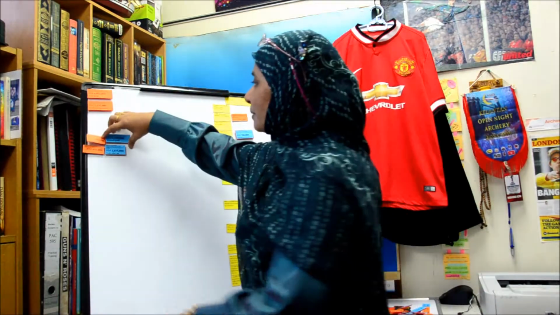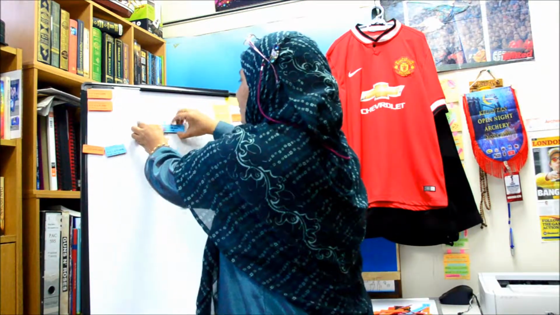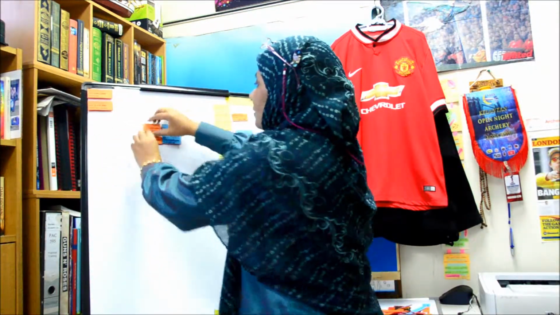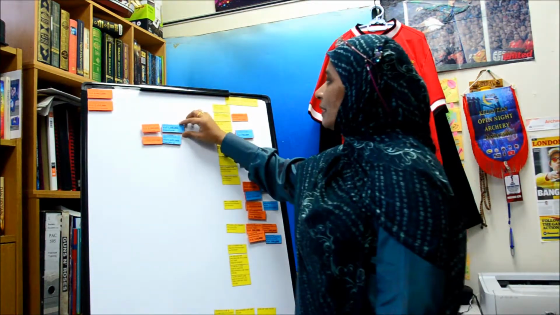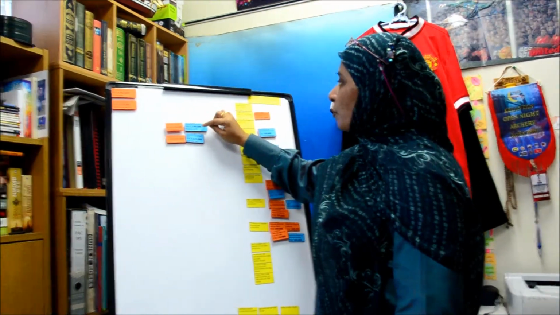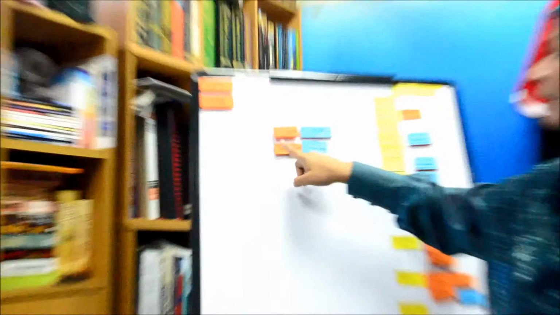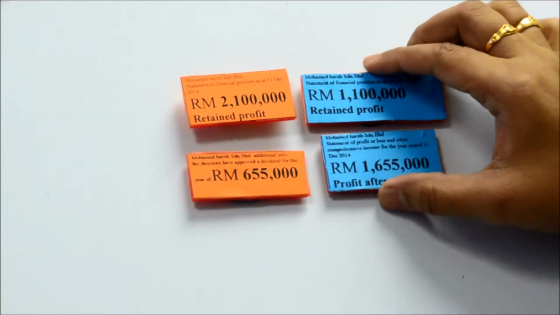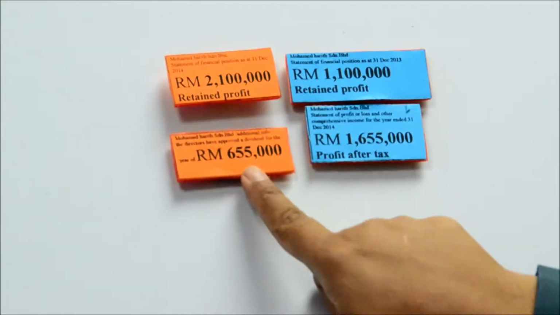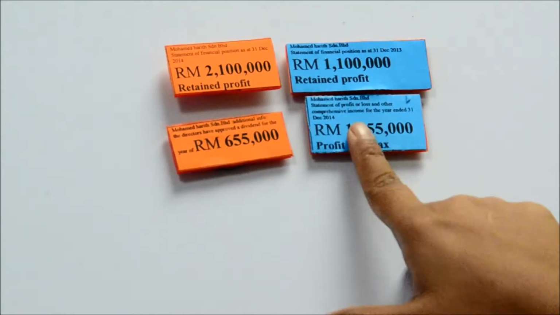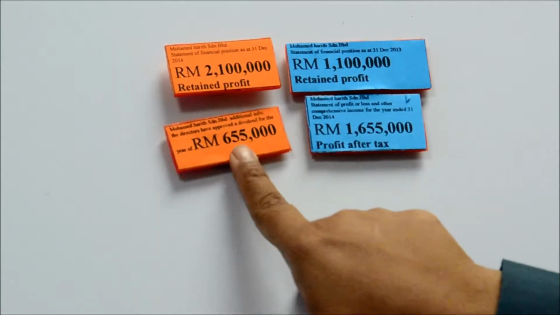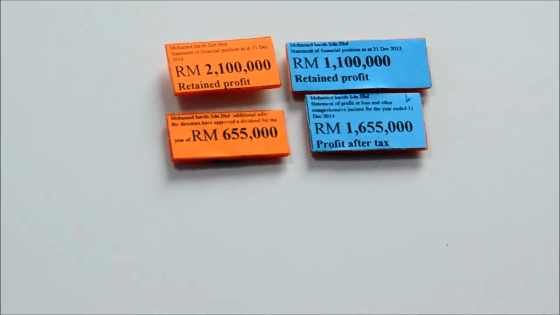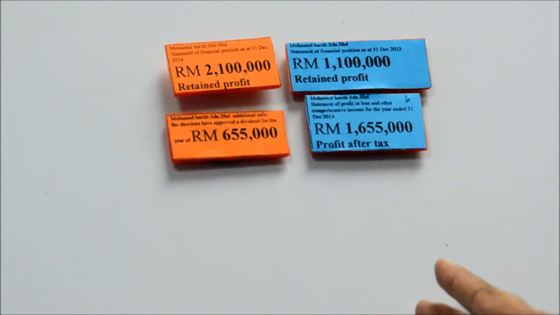And then last but not least is your retained profit account. The retained profit account has an opening balance of 1.1 million and a closing balance of 2.1 million. And then you have an increase in your profit for the year and a reduction because of this amount. As you can see, when you calculate, it's already balanced off. No need to do anything.